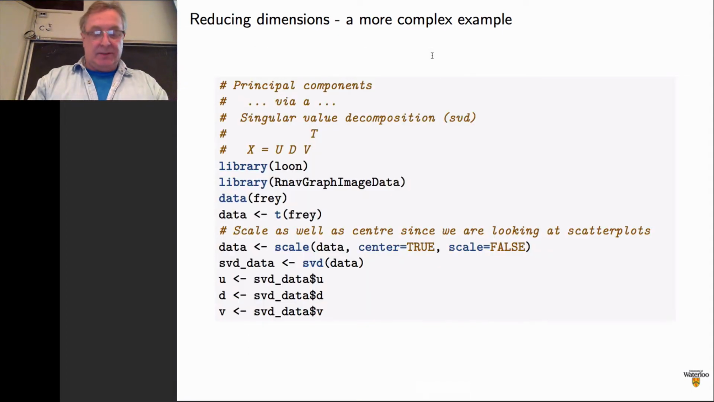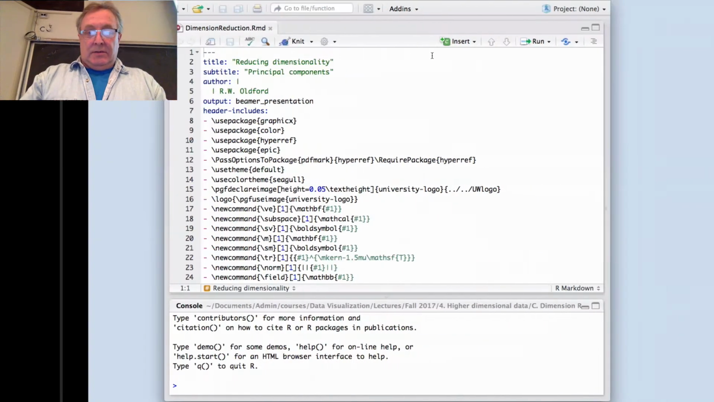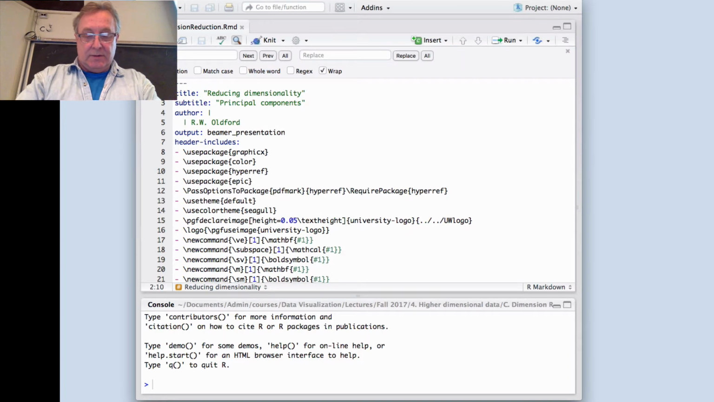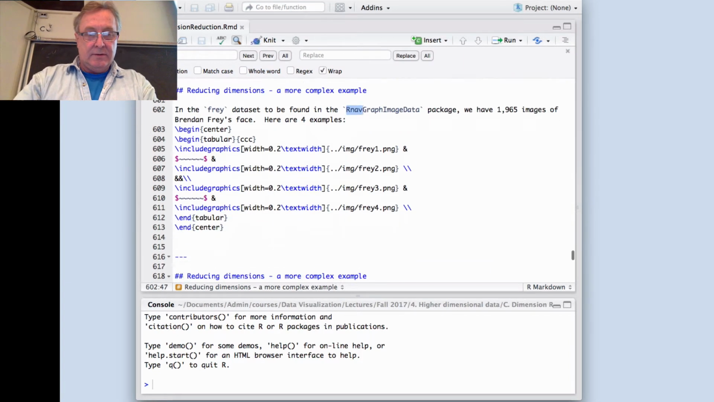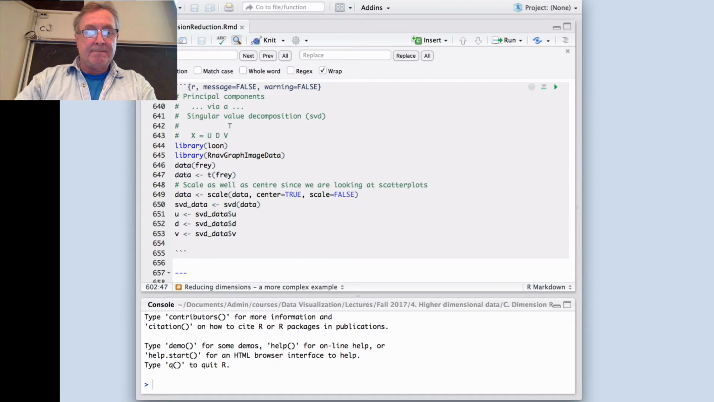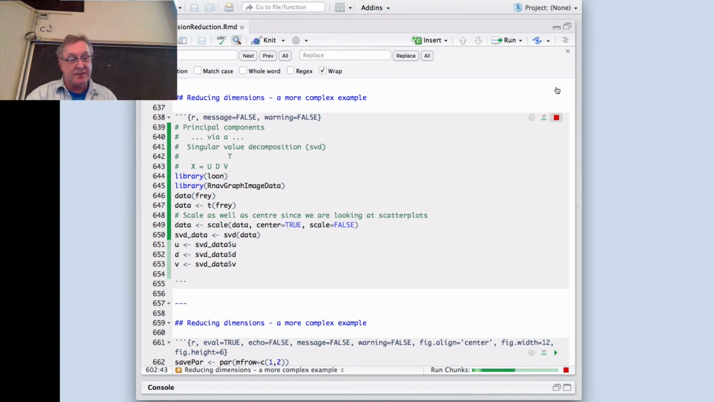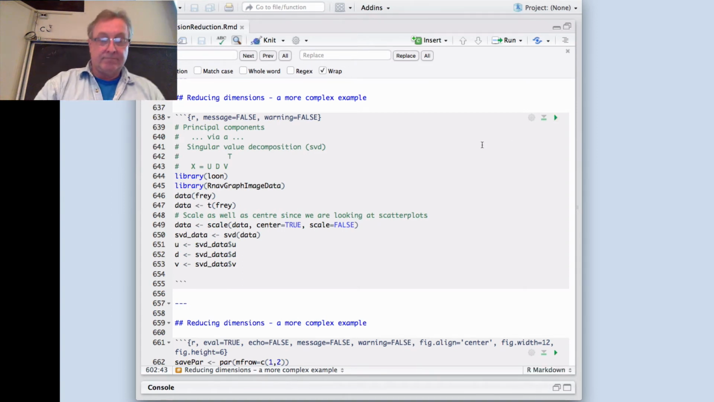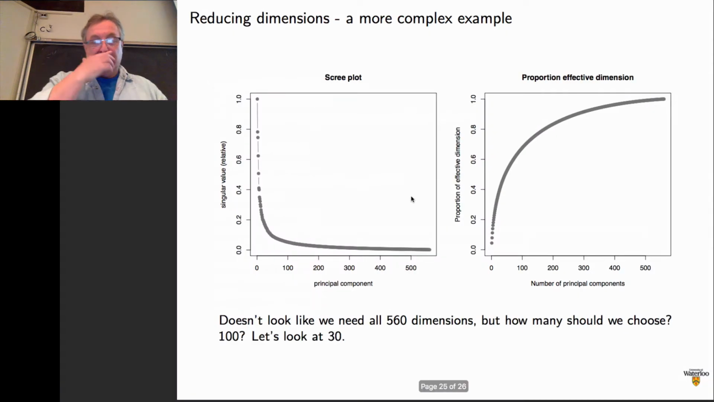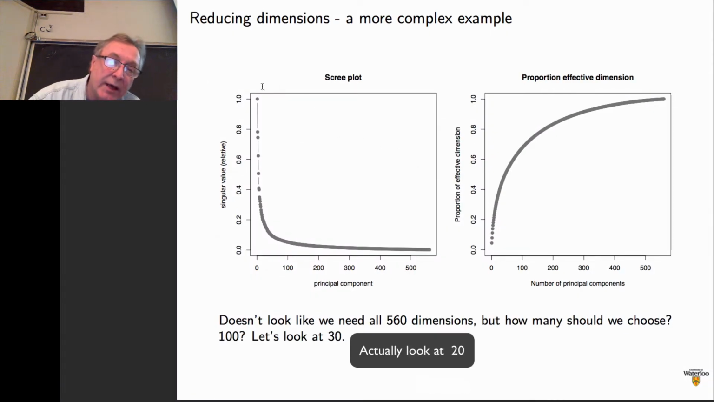All right, so what are we going to do about this? Let's do this. I'm going to get this data. I'm going to scale it. Sorry, I'm just going to center it, not scale it. And get the singular value decomposition like I suggested. You can look at the scree plot itself. These are the ratios of the singular values to the largest singular value. The first one is there, but then it drops off really quickly.